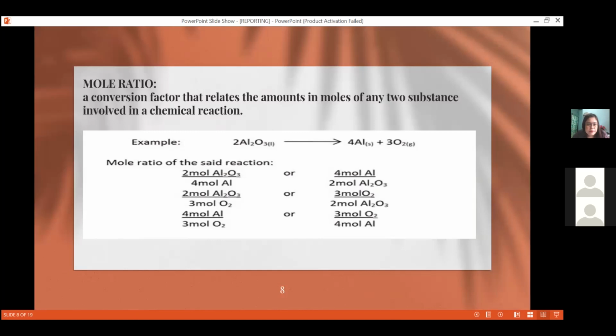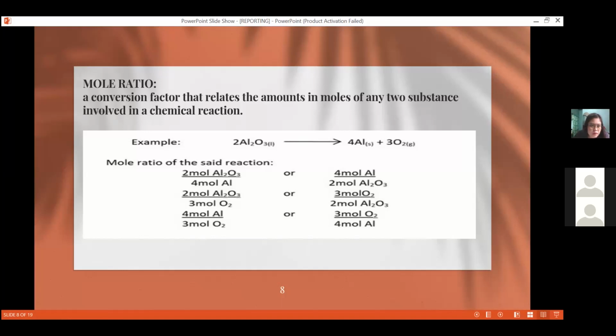So for the mole ratio, it is a conversion factor that relates the amounts in moles of any two substances involved in a chemical reaction. We have here an example, aluminum oxide. So 2 aluminum oxide should yield 4 aluminum plus 3 oxygen. These are the possible mole ratios of the said reaction.